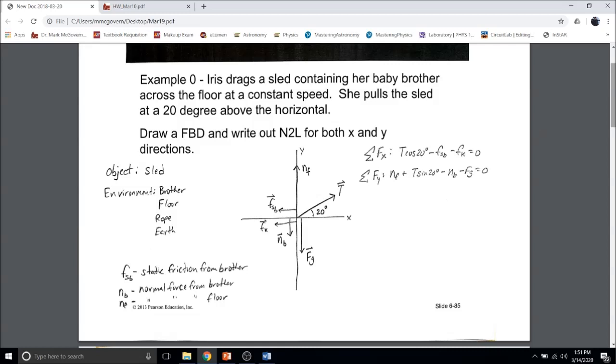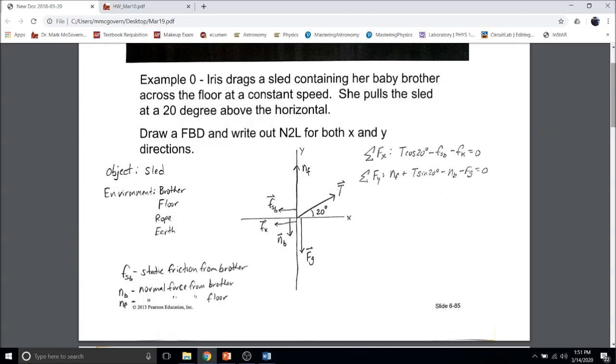And so if you notice that the arrow for FG and the arrow for N sub B, which is the normal force on the brother, when you combine those lengths together, it's pretty close to what the length of NF is. And that's important because we have an equilibrium in the y direction. In fact, it's not the only force we have in the y direction. If you see, I have tension drawn here. And so tension is at this 20-degree angle.